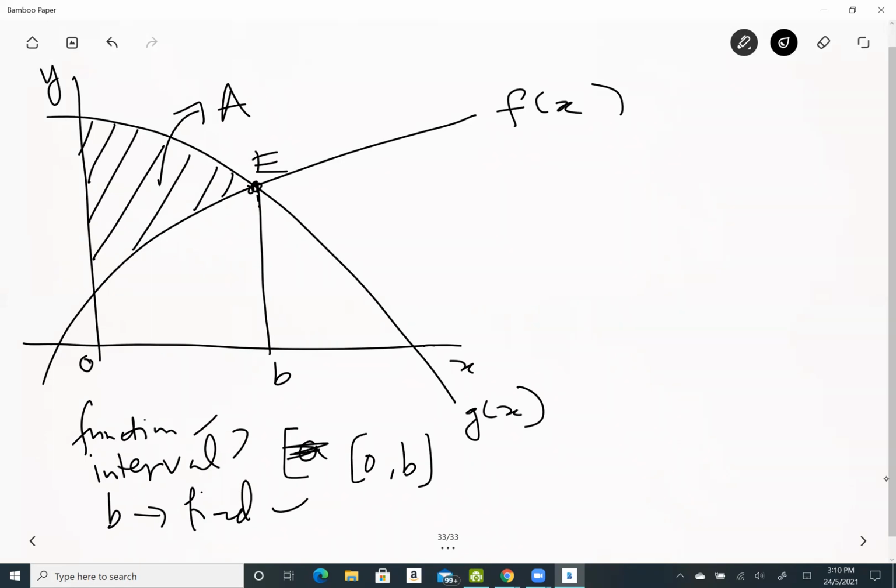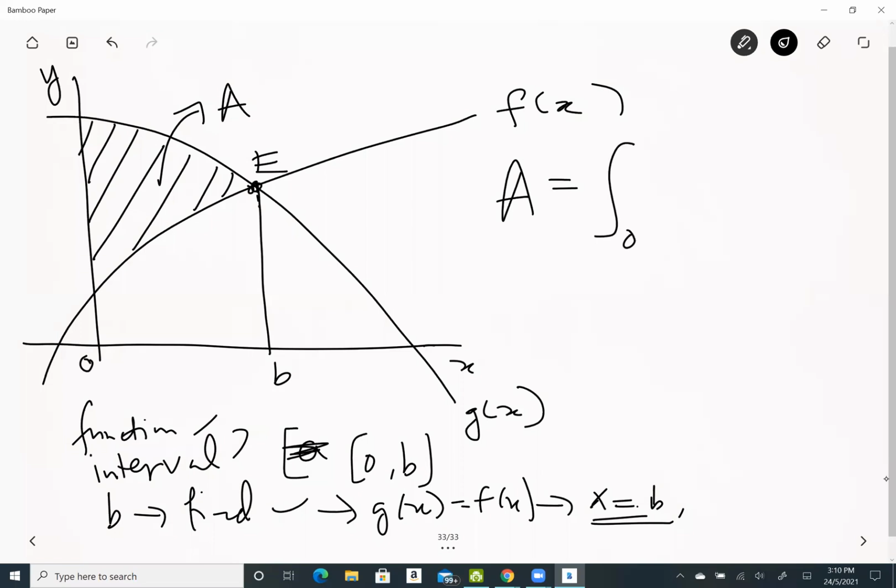Intersection of F and G. You can set G of X equal to F of X. Then you get the equilibrium point. Then you get X equal to B. And then, of course, you can find the value of Y, but you don't need that. You only need X equal to B. So what is the integral? The integral A, or the area A, is the integral from where to where? From 0 to B of G of X dx minus the integral from 0 to B of F of X dx.